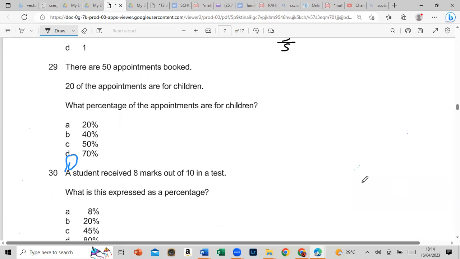There are 50 appointments booked. 20 of the appointments are children. What percentage of the appointments are for children? Okay. There are 50 appointments booked. 20 of the appointments are for children. What percentage of the appointments are for children?